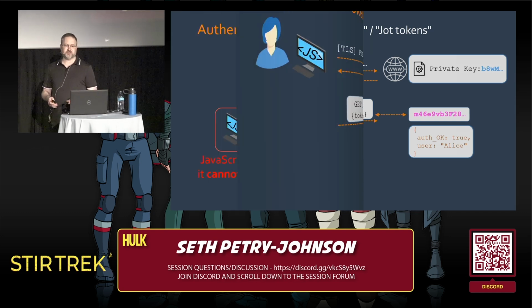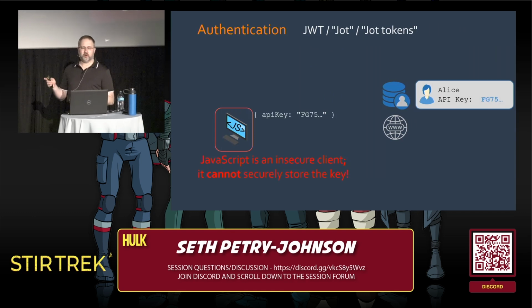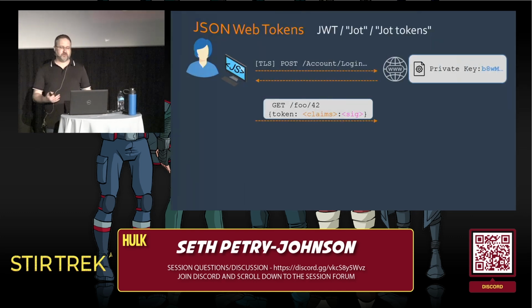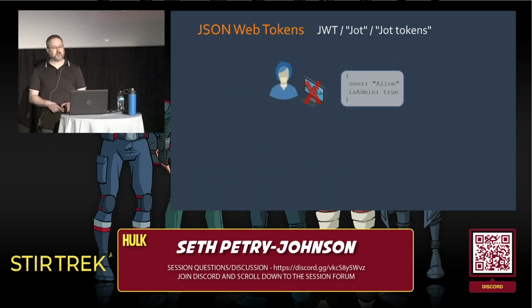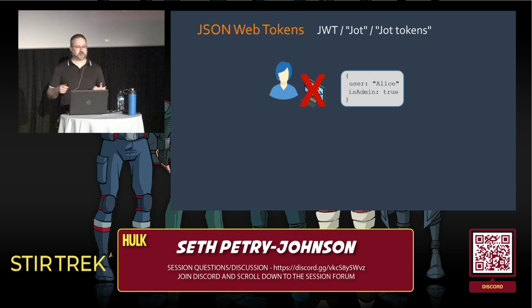But let's back up for a second. I just said that we couldn't use API keys with JS clients because JavaScript is insecure and cannot securely store the private key. Well, if JavaScript is insecure, how can it securely store the token in between requests? And the answer is that it can't. A JavaScript client cannot store a token any more securely than it could store a shared private or a secret key. If your JS code can access your token, then so can the bad guys.